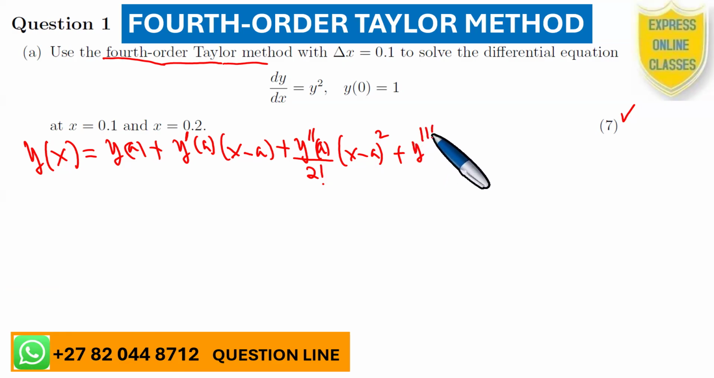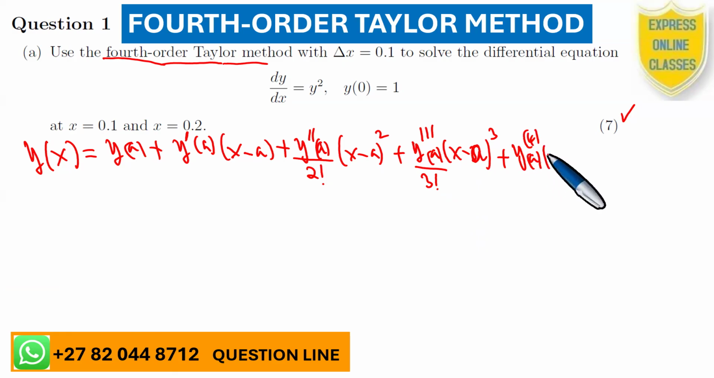And then we have y triple primed at a, then we have x minus a, you cube it, and it's going to be over 3 factorial. Fourth order, then you're going to do the fourth one, which is y fourth derivative at a, then we have x minus a raised to the fourth power over 4 factorial. So you have y at x.